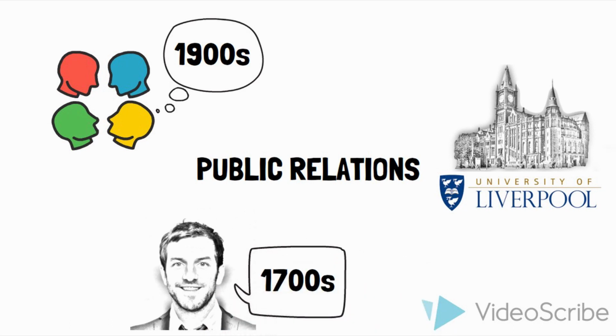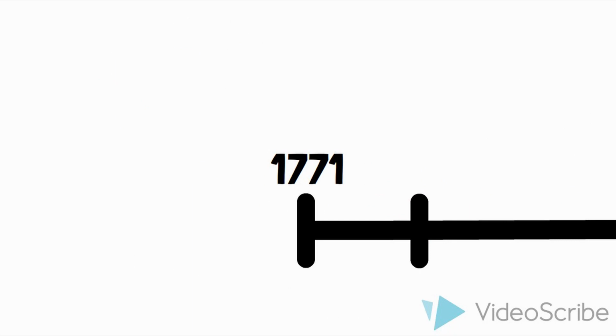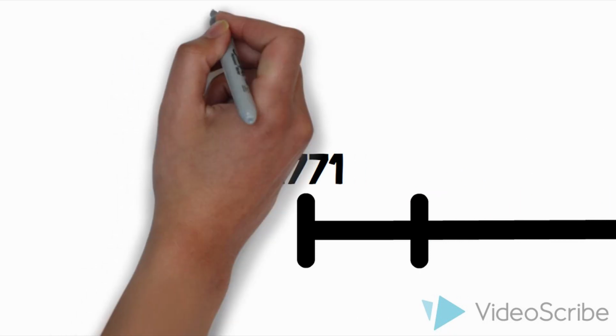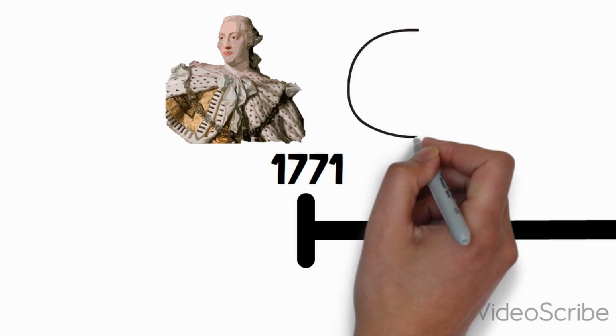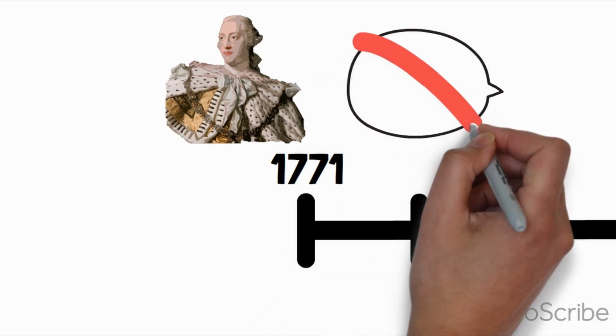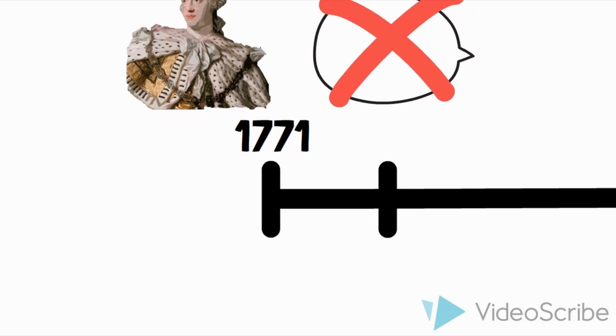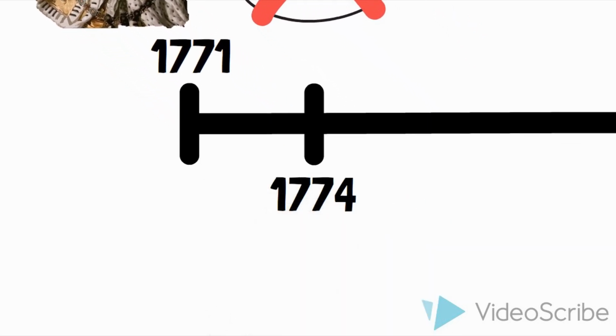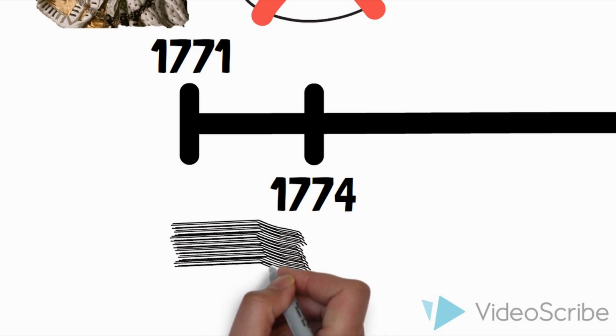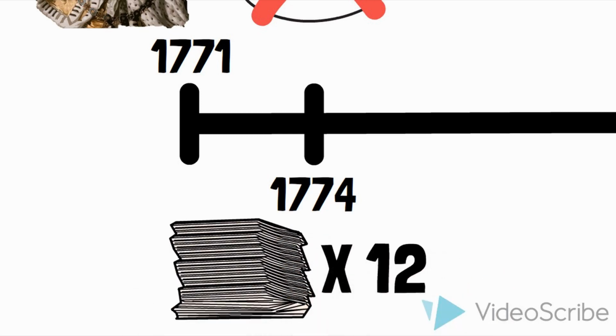A pivotal moment in the development of this new system of media management occurred in 1771, during the reign of King George III. Up until this point, reporting of parliamentary affairs had been strictly prohibited, as journalists couldn't even mention the MPs' names. After 1771, politicians began to turn a blind eye to reports of parliamentary affairs, and by 1774, at least 12 newspapers were reporting directly on parliamentary affairs.